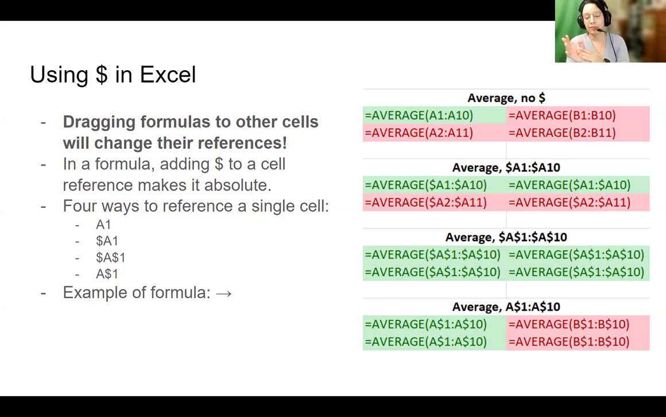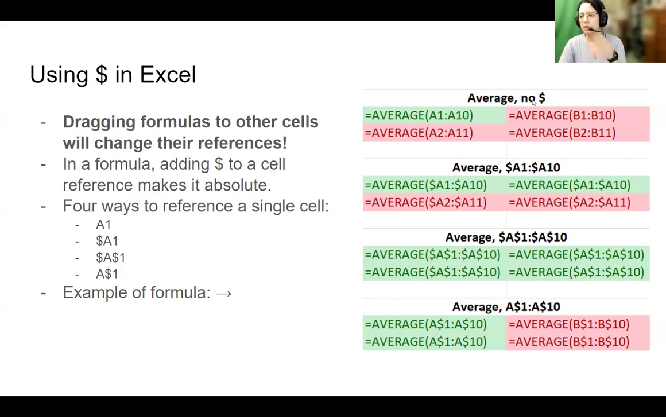So what is it? In Excel, when you drag formulas to other cells to fill them in, to auto-populate, dragging these formulas to other cells will change their references. So what do I mean by that? We've got some examples here on the right-hand side. When we're talking about references, we're talking about these cells that are inside the parentheses.